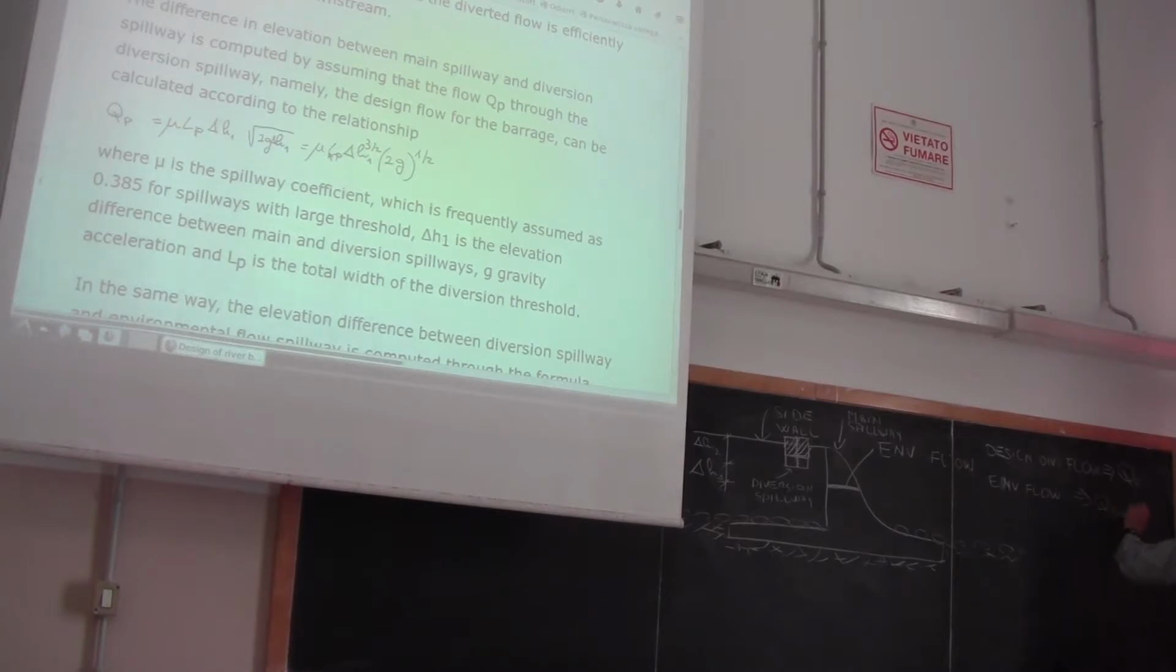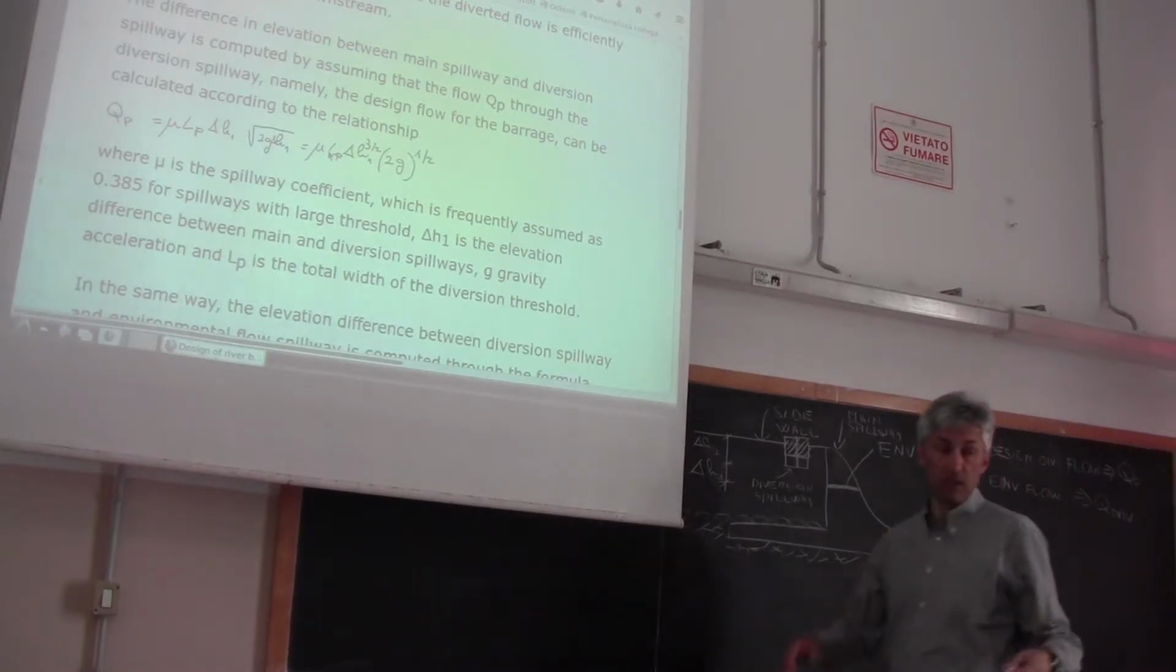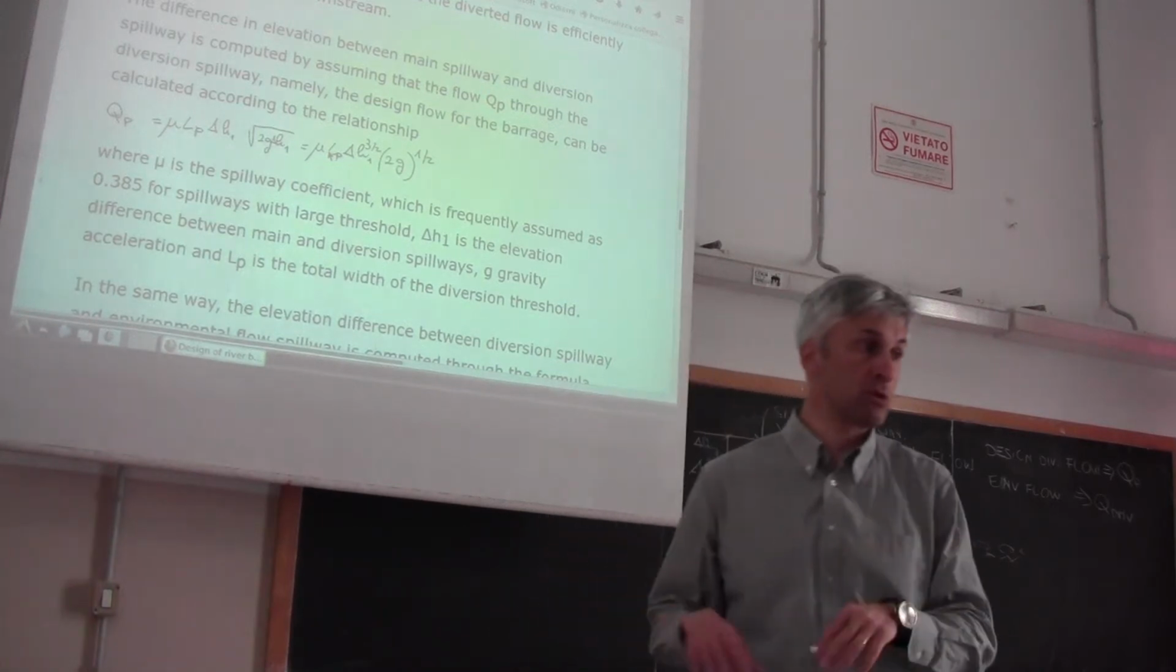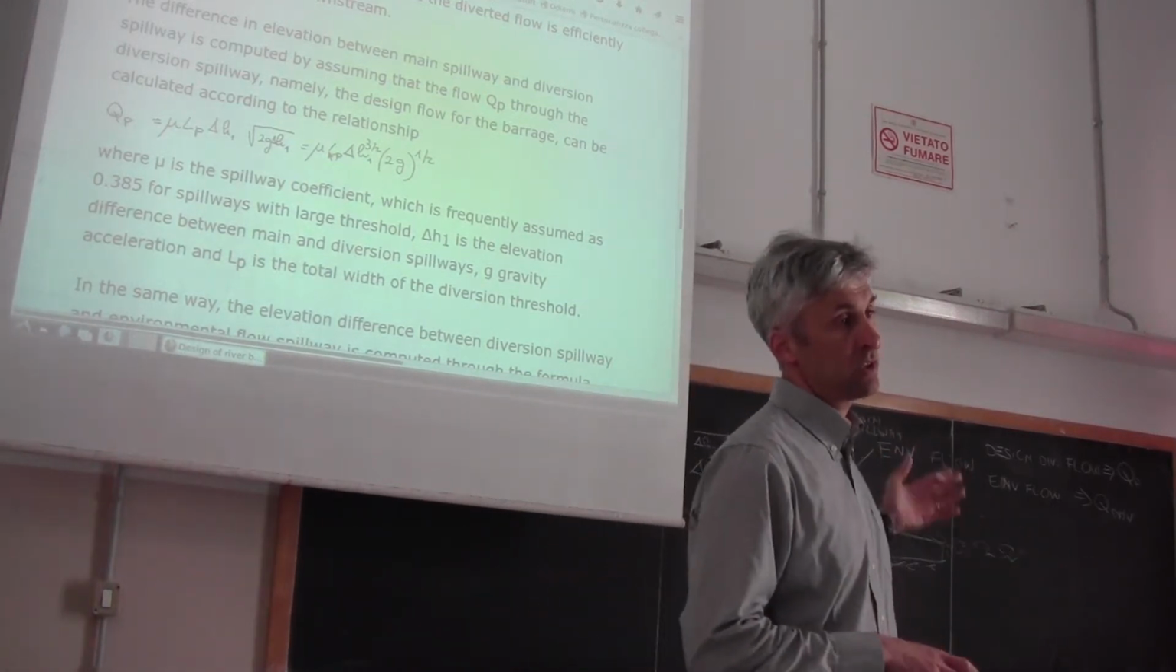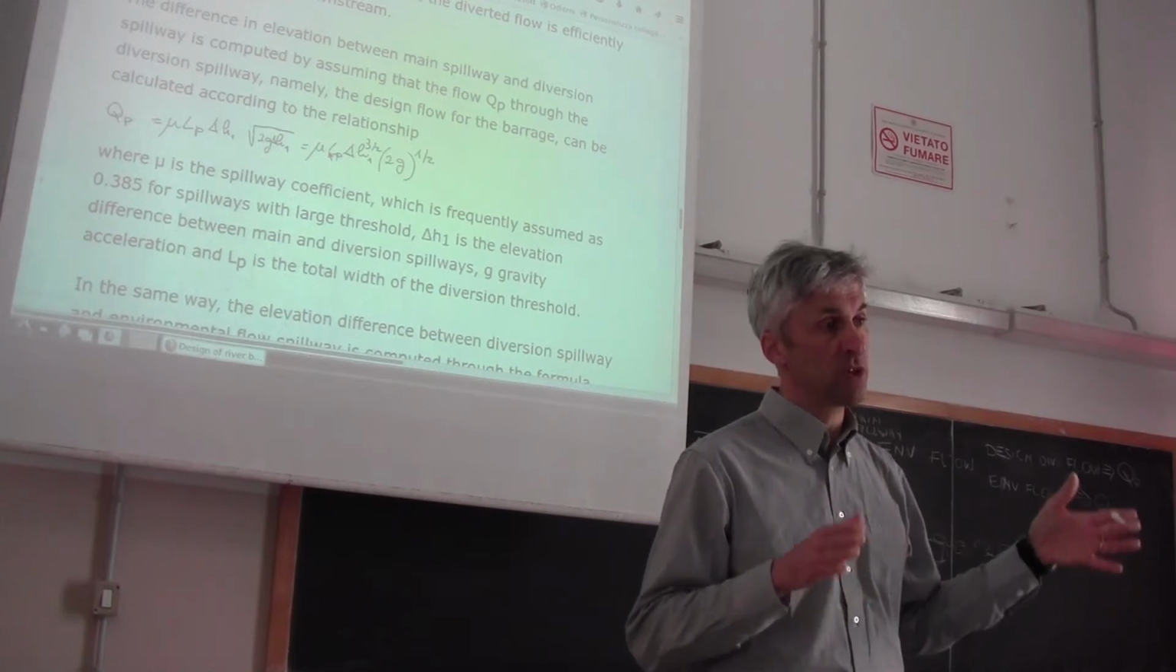QDMV. I use DMV because it's the acronym for the flusso minimo vitale in Italy. So in Italy, the environmental flow is usually called DMV.